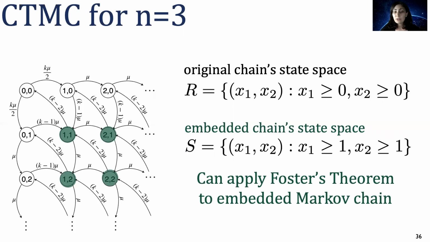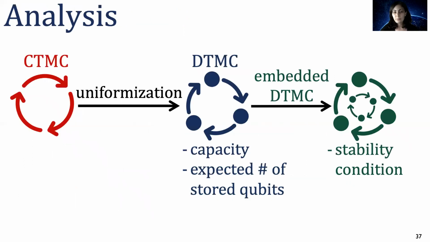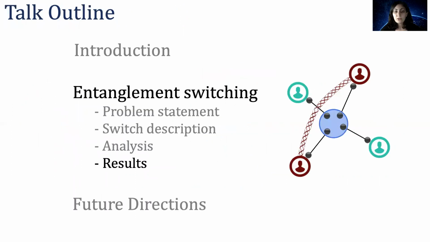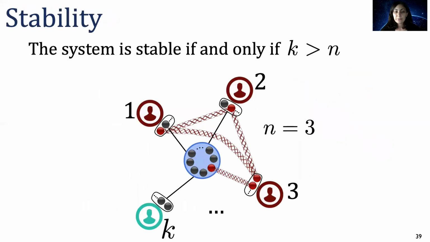We can apply Foster's theorem to the embedded chain and obtain conditions for its stability. We then work our way back and argue that these stability conditions also hold for the original discrete time Markov chain, and finally, that the results of all our analyses hold for the original continuous time Markov chain. Let us look at the results of our analysis.